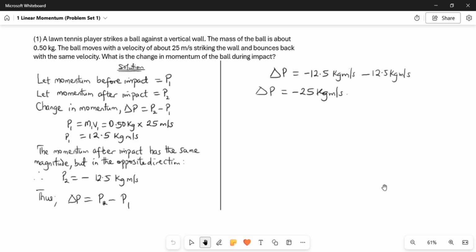In this particular lecture series, we are going to look at some problems involving momentum. So the first problem we have here has to do with a lawn tennis player who strikes a ball against a vertical wall. The mass of the ball is about 0.50 kg. The velocity of the ball is 25 meters per second, and the ball was using this velocity to strike the wall and bounces back with that same velocity. So the question now is, what is the change in momentum of the ball during the impact?